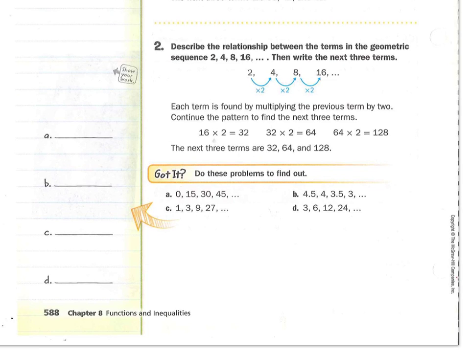Let's look at number 2. This is a geometric sequence, which means that you multiply. So geometric sequences, we multiply. Arithmetic, we add. Each term is found by multiplying the previous term by 2. You can see 2 times 2 is 4, 4 times 2 is 8, 8 times 2 is 16. The next 3 terms would be 32, 64, and 128.